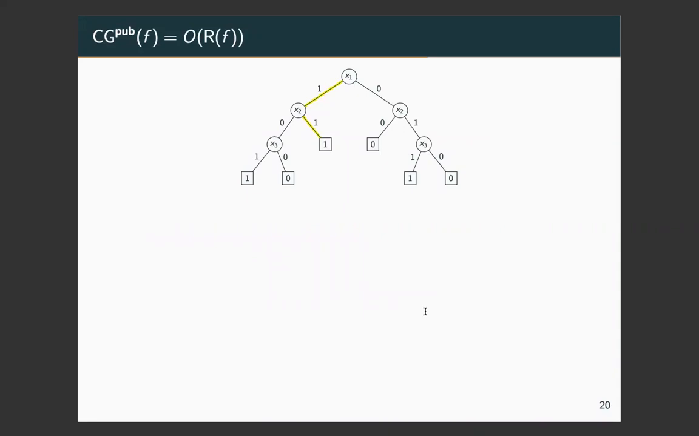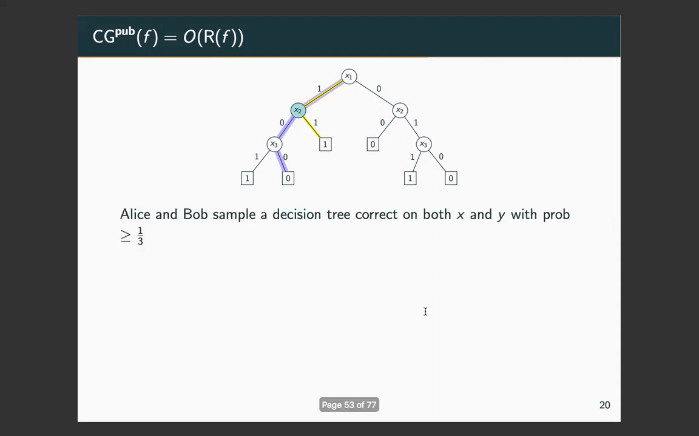In a decision tree, let us consider a path that leads to a leaf labeled 1 and a path that leads to a leaf labeled 0. Any two such paths must necessarily diverge. Here they diverge at the node x2, that is, any two inputs that lead to these paths must differ at the second bit. The players win the certificate game if they are able to identify this node.